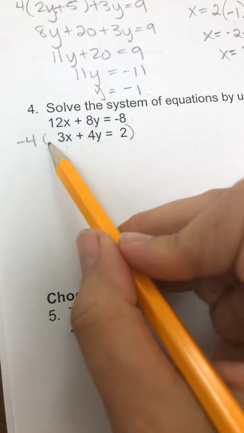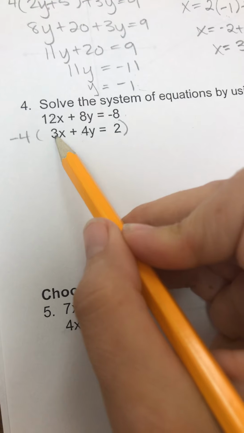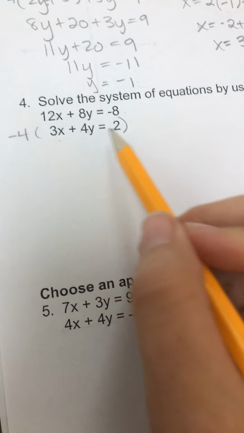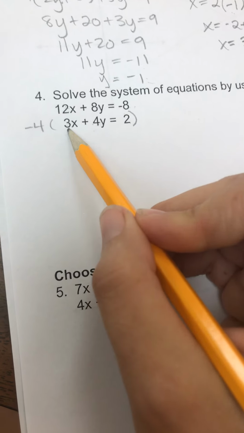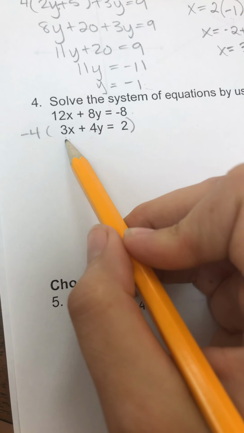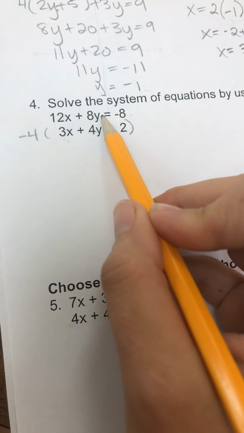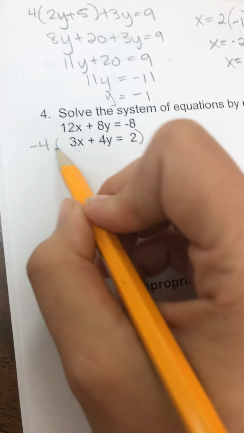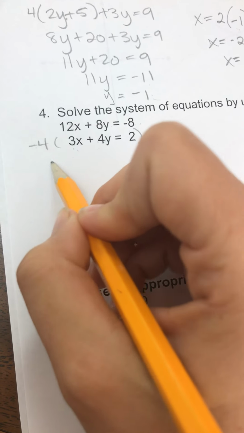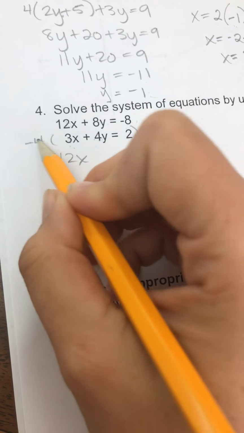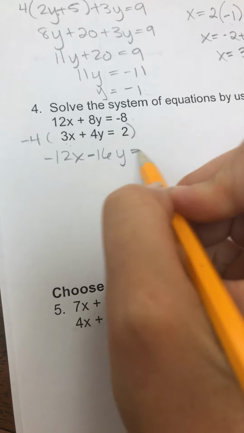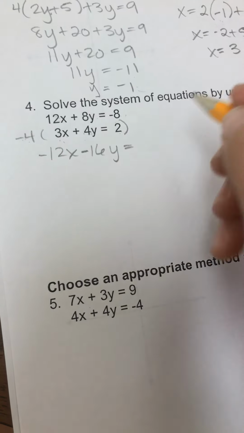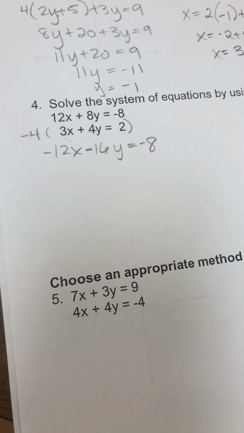Because when we do that, it's going to give us a negative of this value, and it's going to cancel out. Then we're going to be able to solve for y. So we need to find a multiple that will give us one of these numbers to cancel out. Now you're going to multiply this through, and you're going to say negative 12x. This becomes negative 16y equals your negative 4 times your 2, which is negative 8.